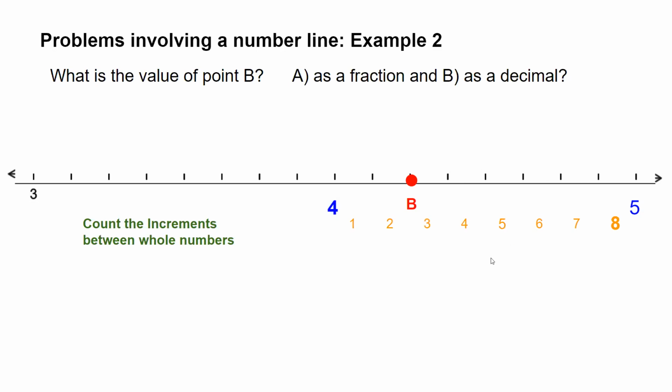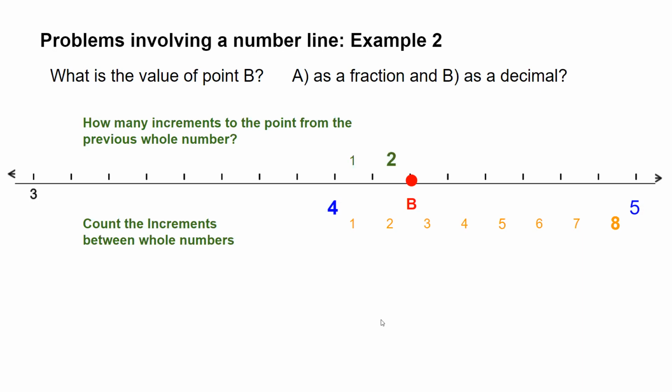We don't want to be wrong about that. So we are counting in eighths this time. Each increment is 1/8. How many increments to the point that we're interested in from the number 4? 1, 2. That's easy to see. So we are 2/8 of the way from 4 to 5.